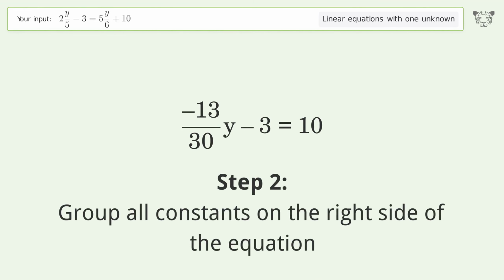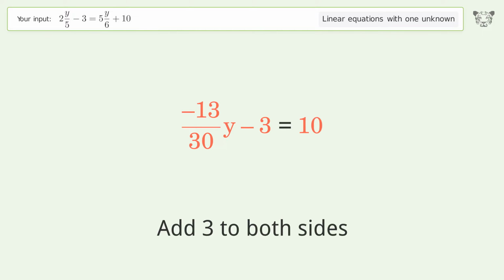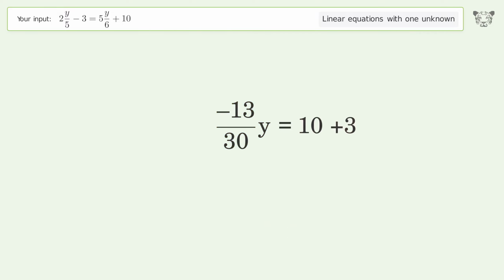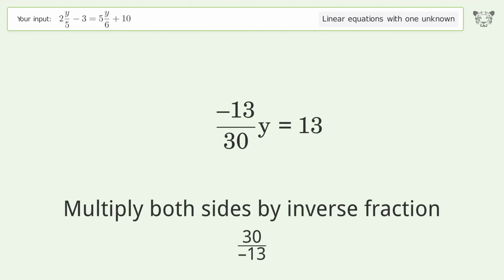Group all constants on the right side of the equation. Add 3 to both sides. Simplify the arithmetic. Isolate the m. Multiply both sides by the inverse fraction 30/-13.